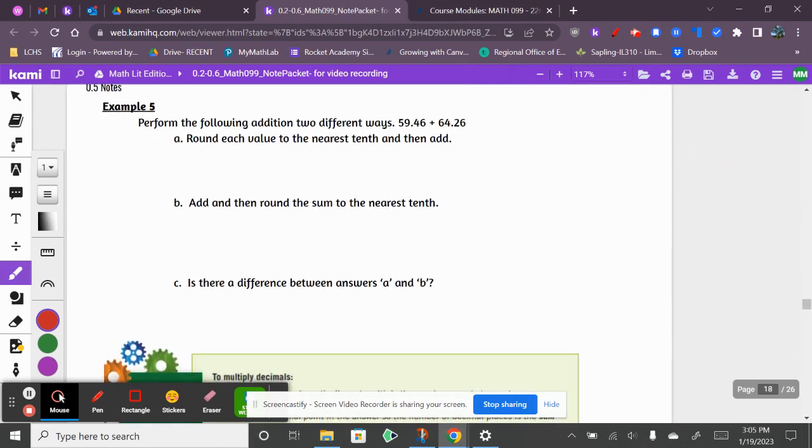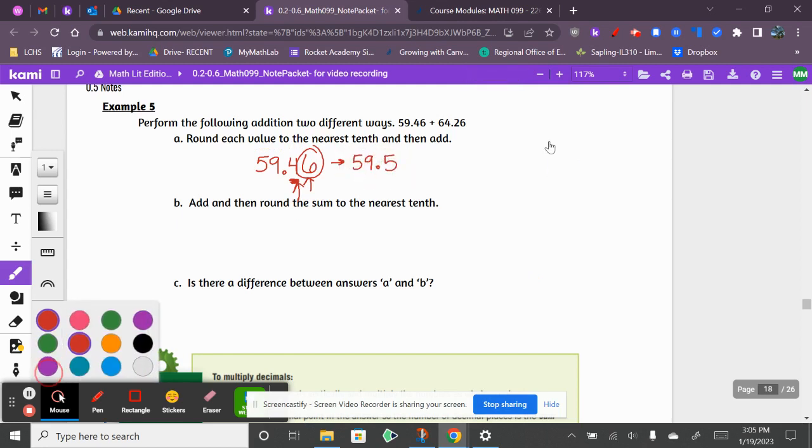For example 5, this one says to perform the following addition 2 different ways. For part A, it says to round each value to the nearest tenth and then add. So for this one, we're going to round first. So I'm going to take 59.46 and I'm going to round to the nearest tenth. So that means I'll underline the 4 and circle the 6. That tells me that I'm going to round up for the 4. So this would be 59.5.